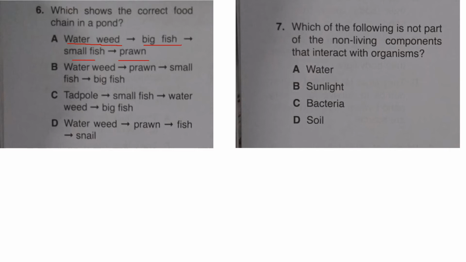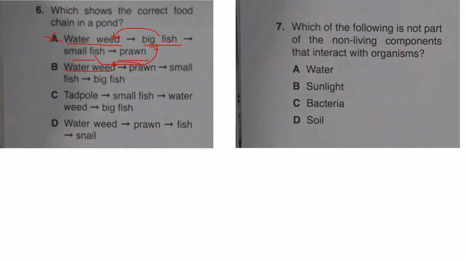Okay, so the big fish eats the water weed. They can, but small fish cannot eat the big fish. Therefore, that's wrong. Letter B: water weed, prawn, small fish, and big fish. Is it correct? Or can it be? So water weed, and then here comes the prawn.